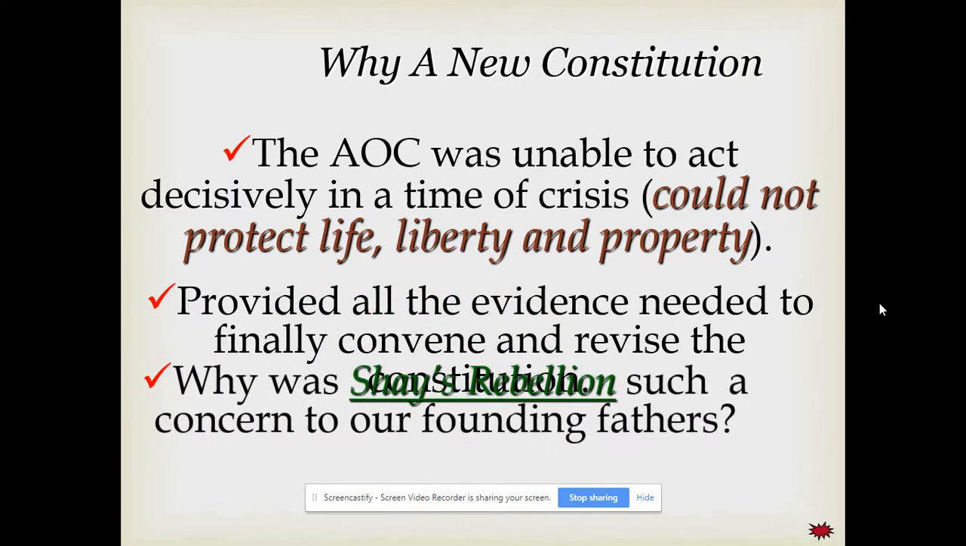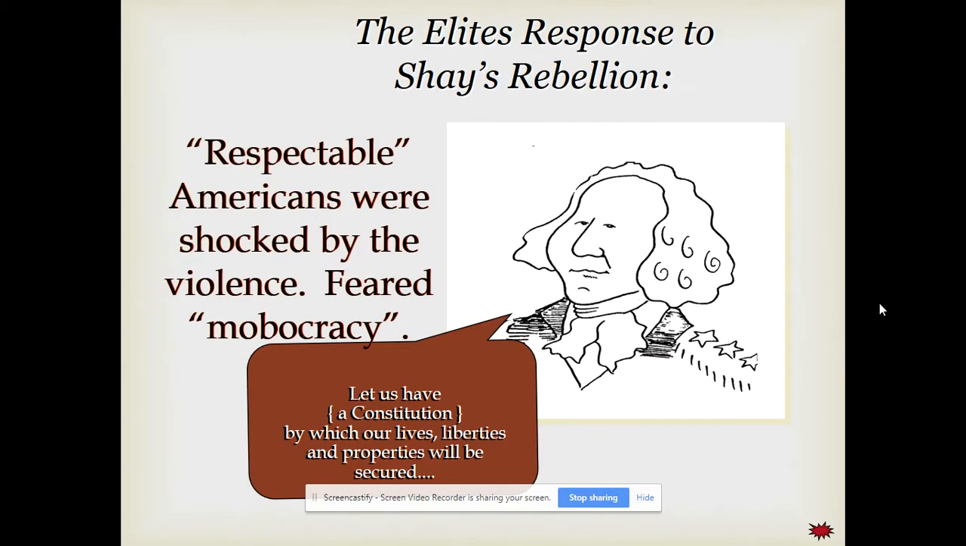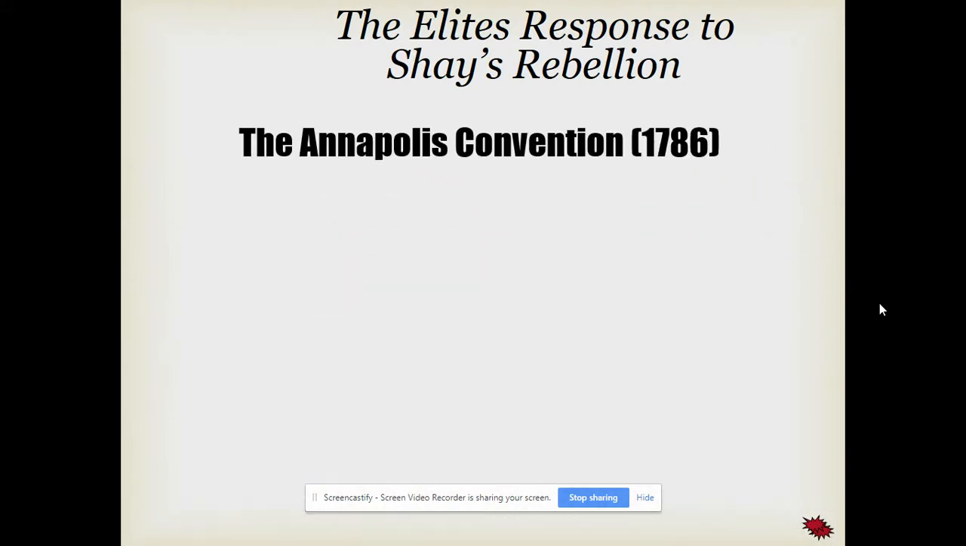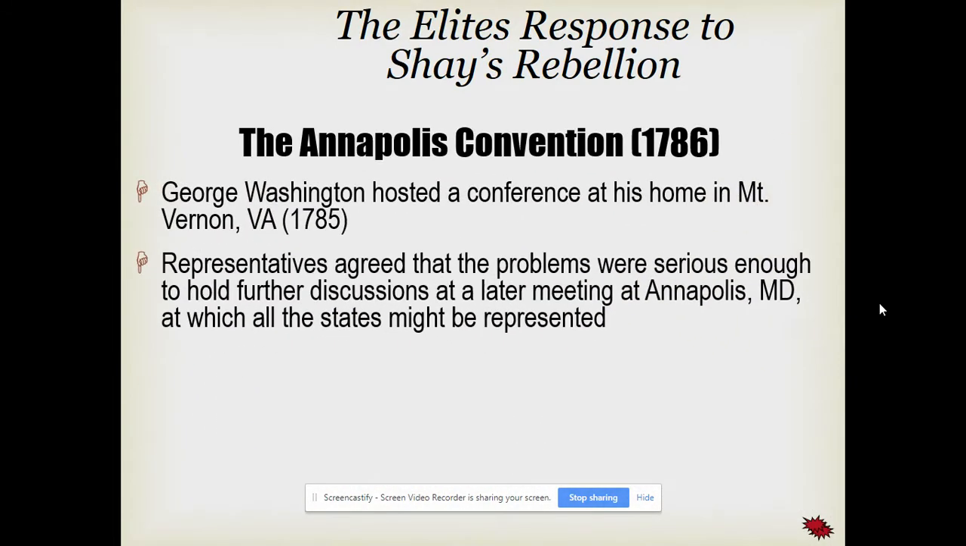So we talked about Shays' Rebellion, and just mentioned the Annapolis Convention. Basically, George Washington even offered a kind of conference at his home in Mount Vernon. I've actually been there when I was 11. Beautiful home on the Potomac River, but basically it's a process over 1785 to 1786 to finally they meet in Philadelphia in 1787.